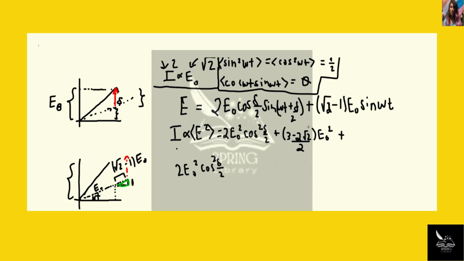So I'll just simplify it. I got some room. These two are the same term. So that's going to be 4 e naught squared cosine squared delta over 2, plus this term, 3 minus 2 square root of 2 all divided by 2, and that's times e naught squared. Yeah, so maybe there's a simpler way to do that. I'm not sure.